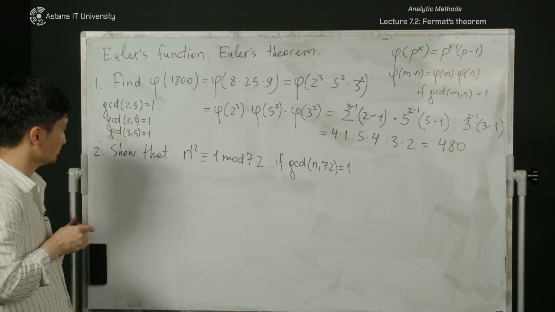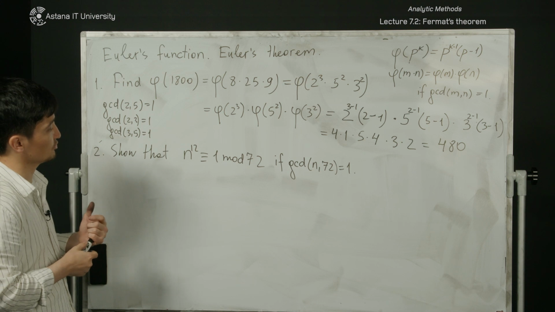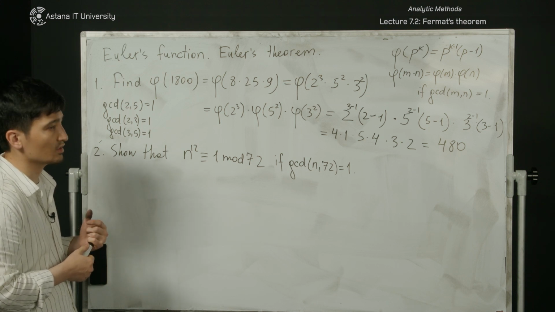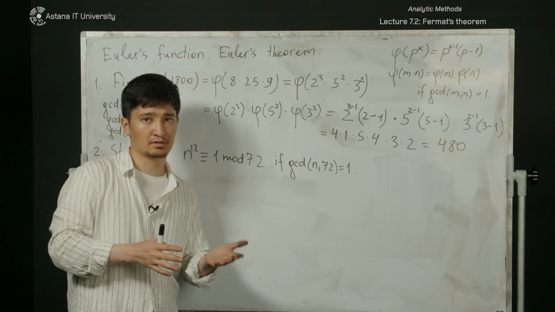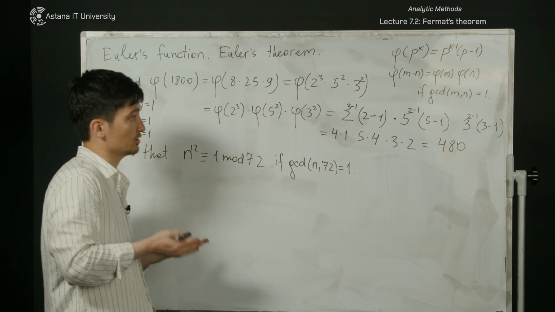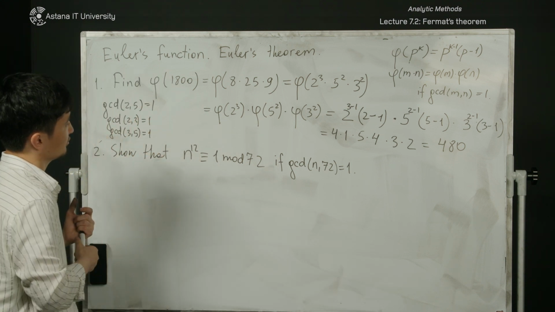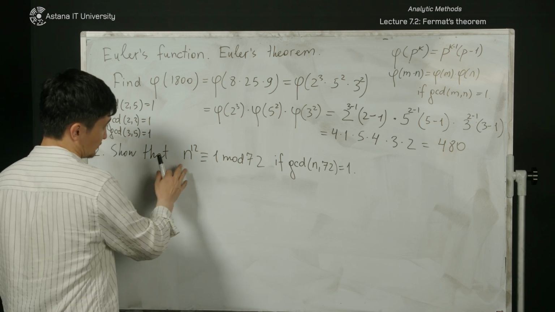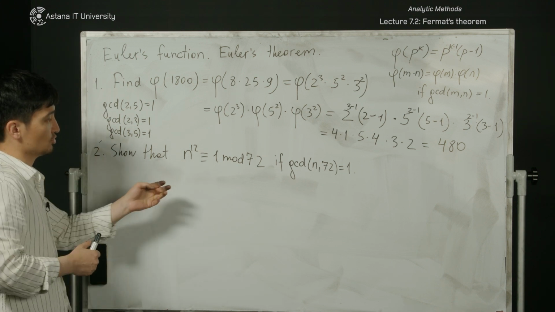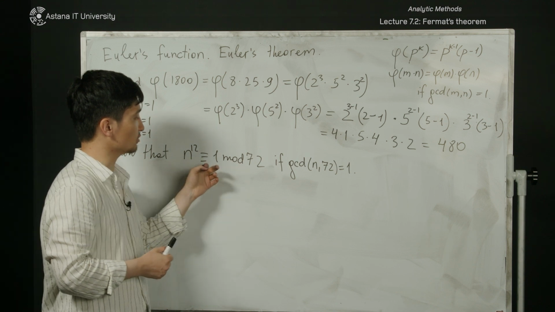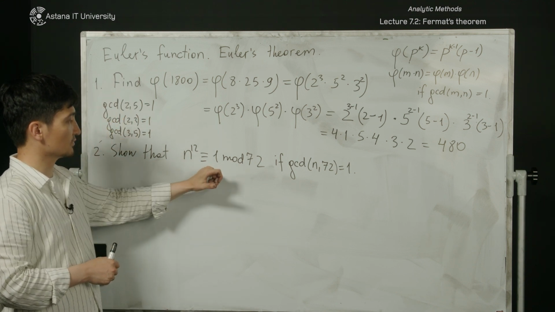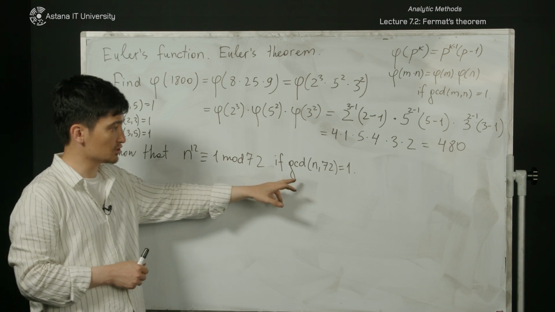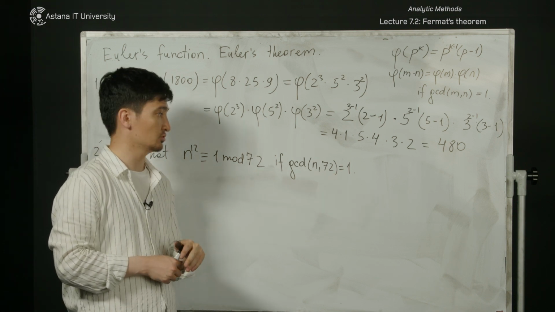Now let's consider the next problem, now using Euler's theorem. So the definition of Euler's theorem is given in the slide. Please look it up, and study how it's used also. I'm going to discuss how we can actually apply it to solve this problem. So we need to show that n to the power of 12 gives me remainder 1 when divided by 72 if GCD of n and 72 is equal to 1.